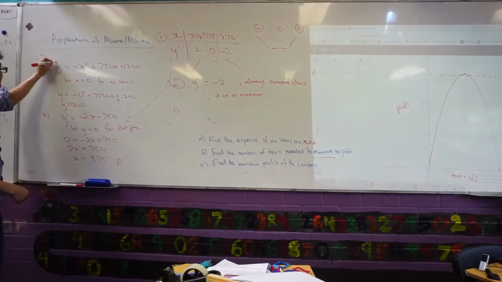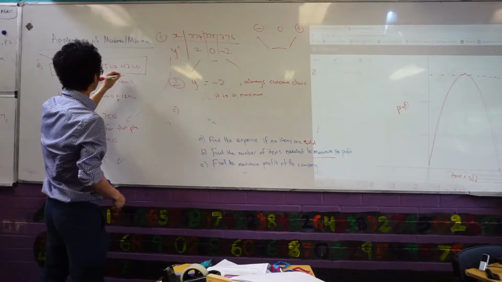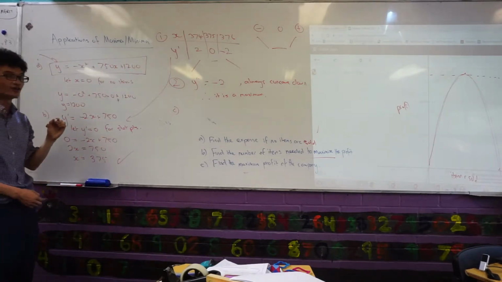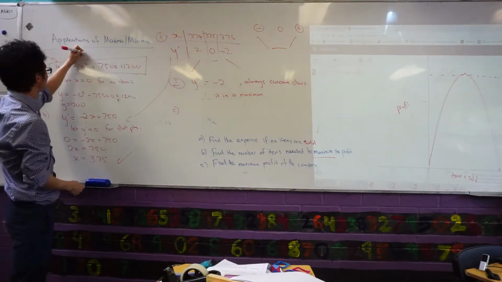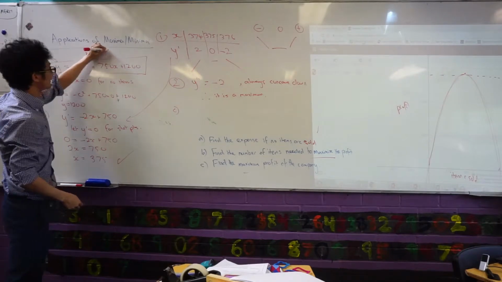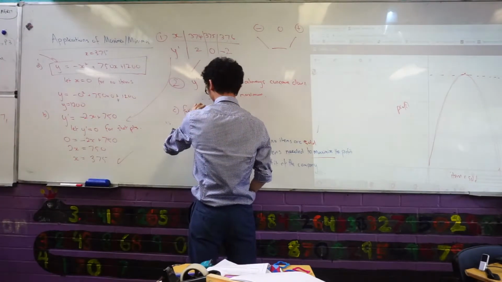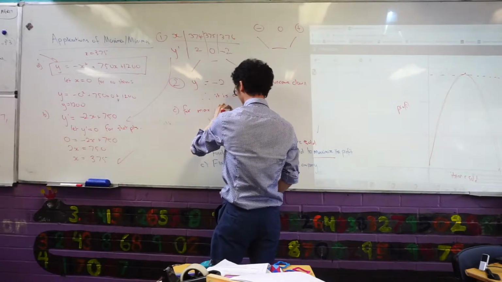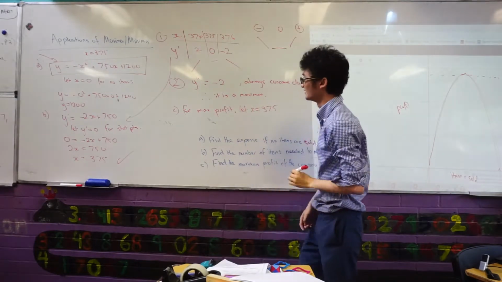When I'm looking at this, this is just a mathematical expression. What am I actually trying to find? I want to find y, by substituting in x equal to 375, because that's when I get my maximum profit. So type it in. For max profit, I should let x equal 375. Good.